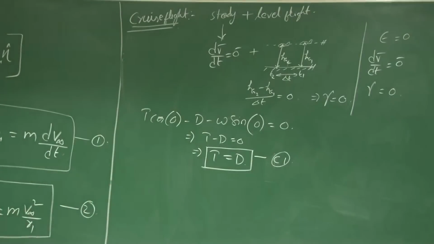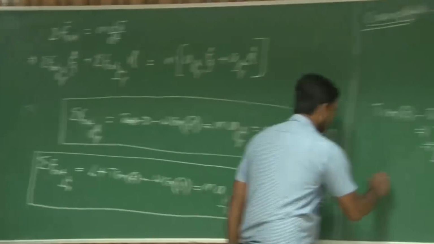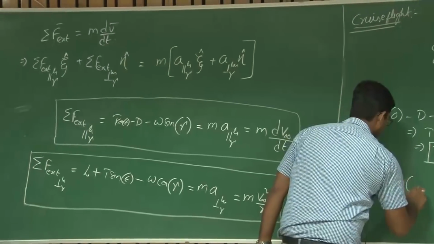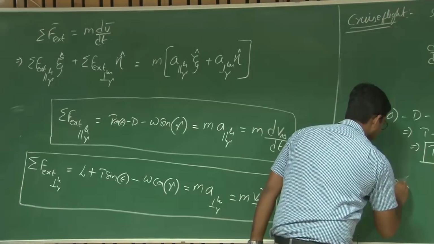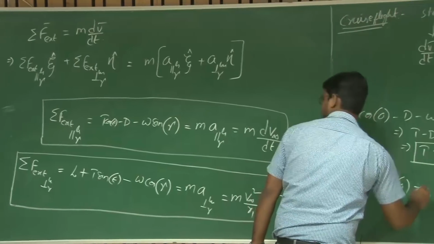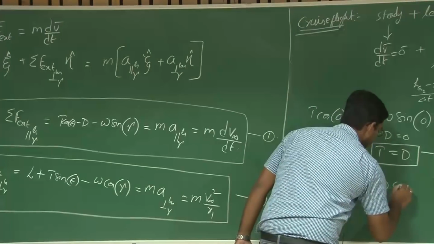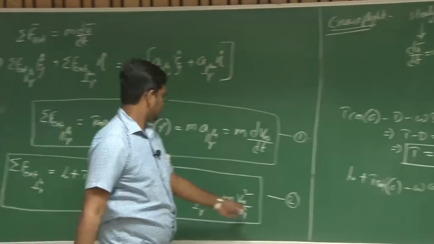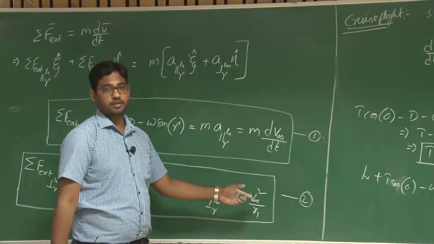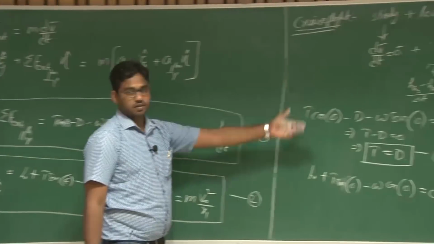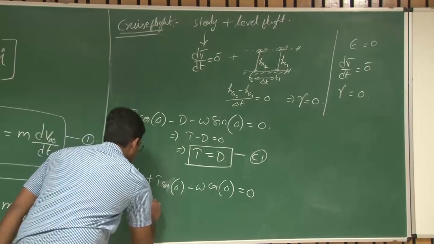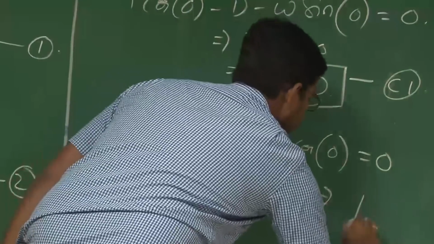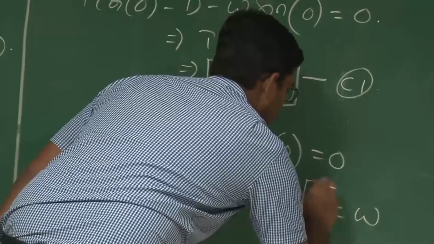And now substitute the same conditions for equation 2. What you have is L plus T sine 0 minus W cos 0 is equal to mass into the acceleration perpendicular to the flight path, which in this case is 0, right. So this is L minus W is equal to 0, which implies lift is equal to the weight of the system.